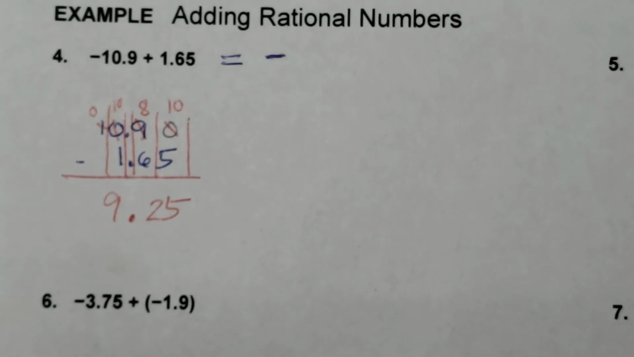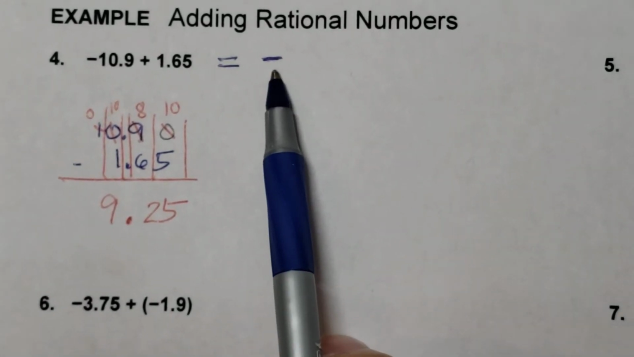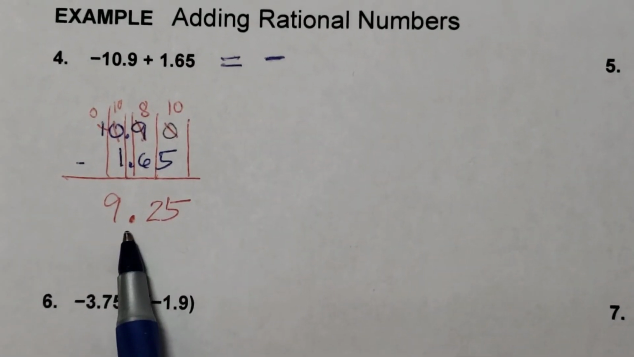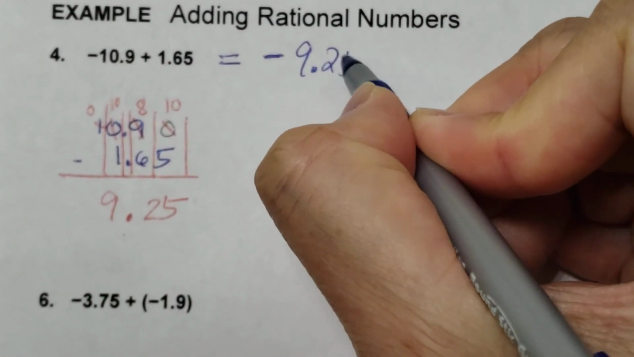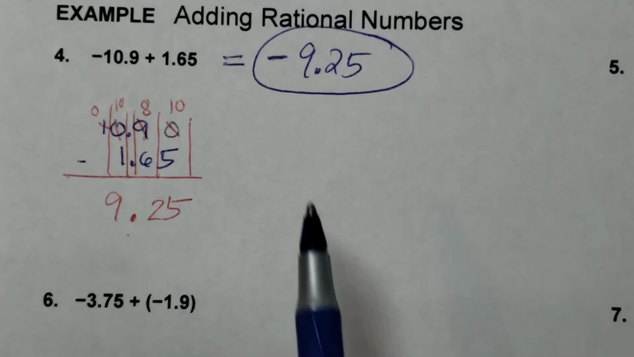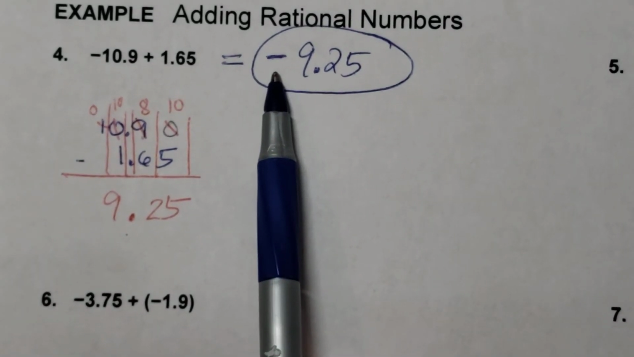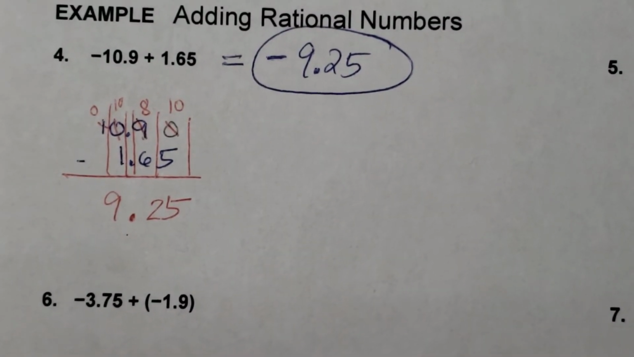So now if I did not write my negative answer at the top, I would assume that my answer is a positive 9.25, which is not. The answer is a negative 9.25. So that's why I write my sign first, to make it easier for me to remember what my answer was.